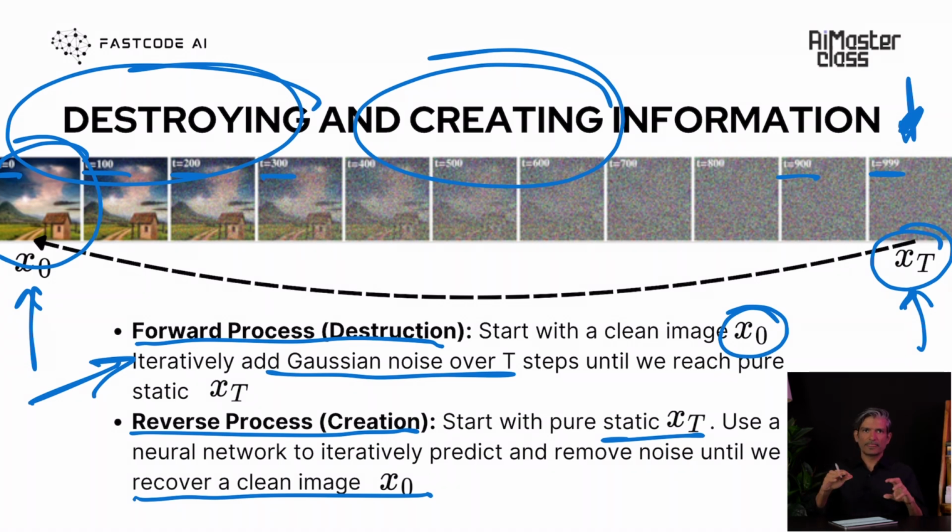The forward process is essentially making things more and more blurry, making things more and more noisy by adding that Gaussian noise, and then we try to learn the reverse process.